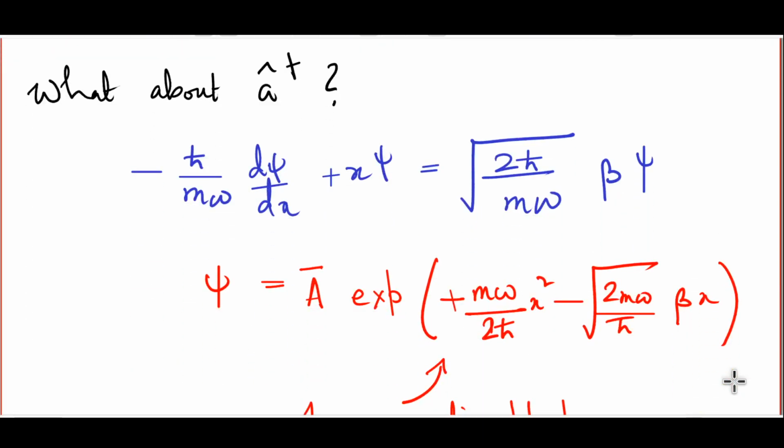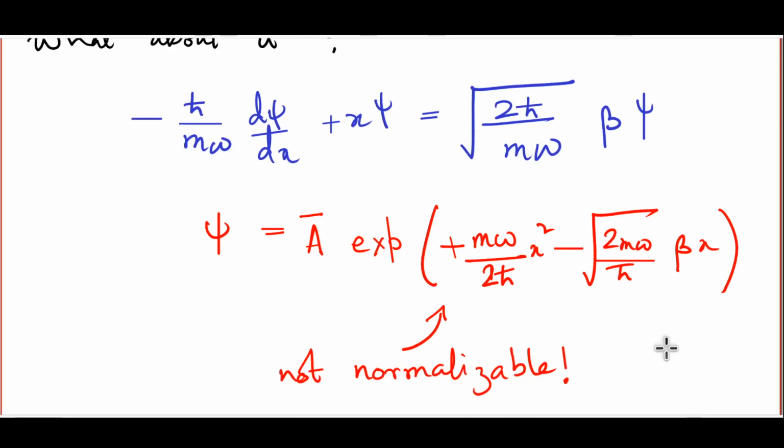and solve this differential equation, you will get a very similar looking solution. Some other normalization constant A bar times this wave function, which also looks very similar. But there is one very big difference here. Because the d/dx term changed sign, this exponent also has a change in sign. In particular, the quadratic term which dominates when you take x to large values now has a positive sign in front of it.